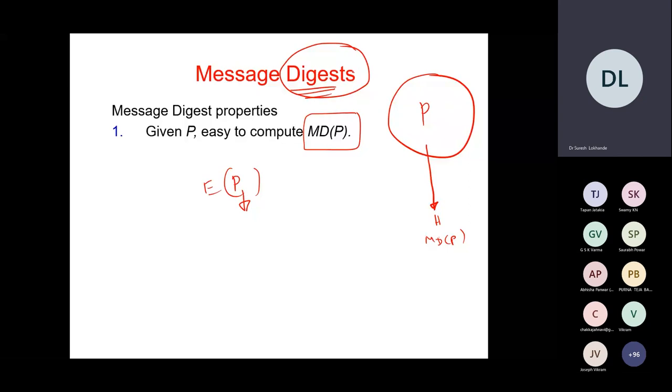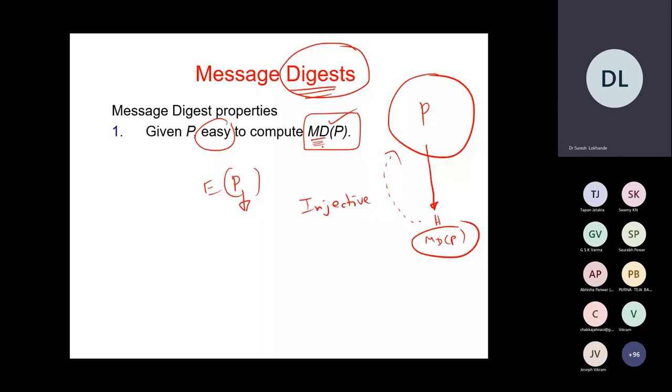Because from the digested element, you cannot get back. Mathematically, we call this type of thing injective, not bijective. So from the message, you can easily generate the one hash number, right? There are different message digest algorithms, so that is the first point.